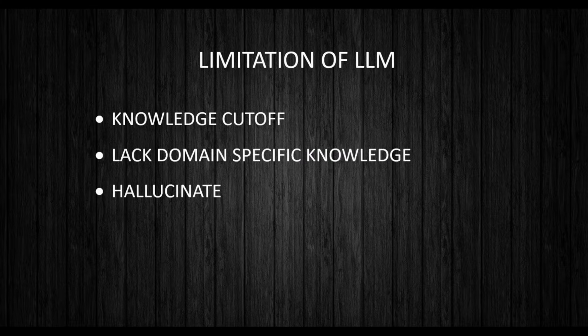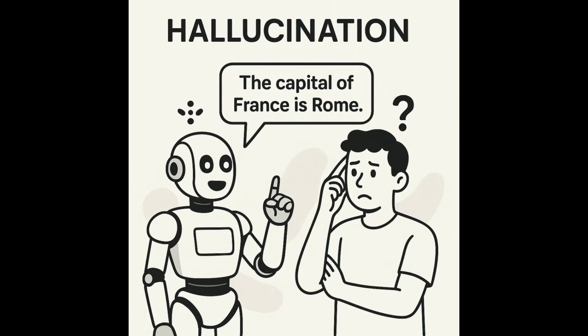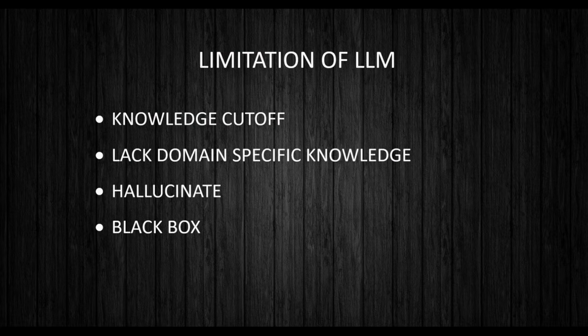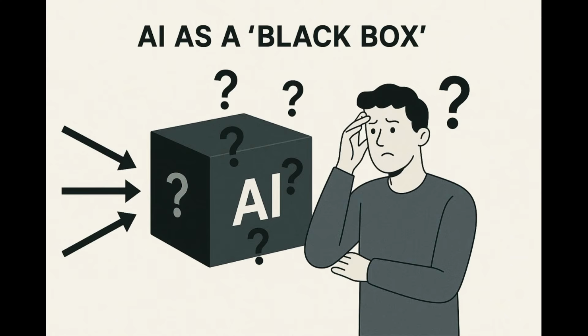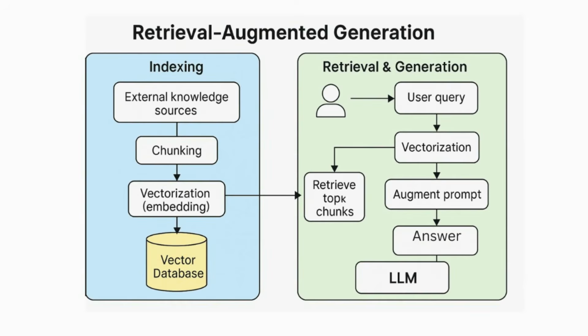They hallucinate. When a model doesn't know an answer, it can confidently invent incorrect facts. They are a black box. It's often impossible to know where an LLM got its information, making it difficult to verify its answers. RAG was introduced to solve these exact problems.